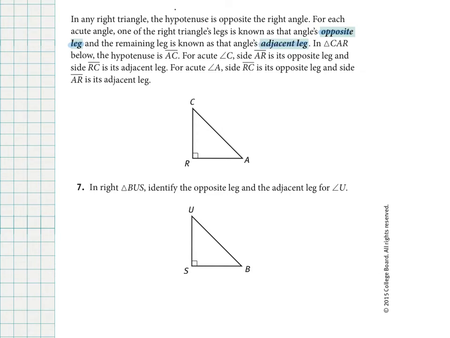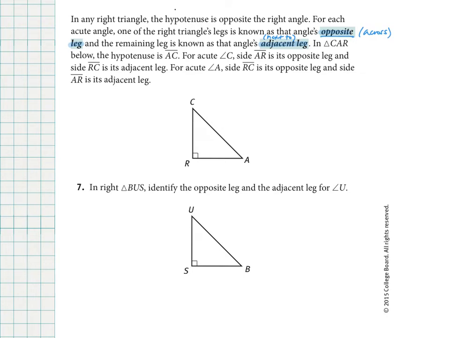So we're looking at these vocab words of opposite, and we're going to really say the one that's across from that angle. So if you want to insert the word across, it's going to be across from the angle. And the remaining leg is going to be adjacent. So if you want to add the word next to, that's what it really means. We're going to use the mathematical words opposite and adjacent in the future, though.